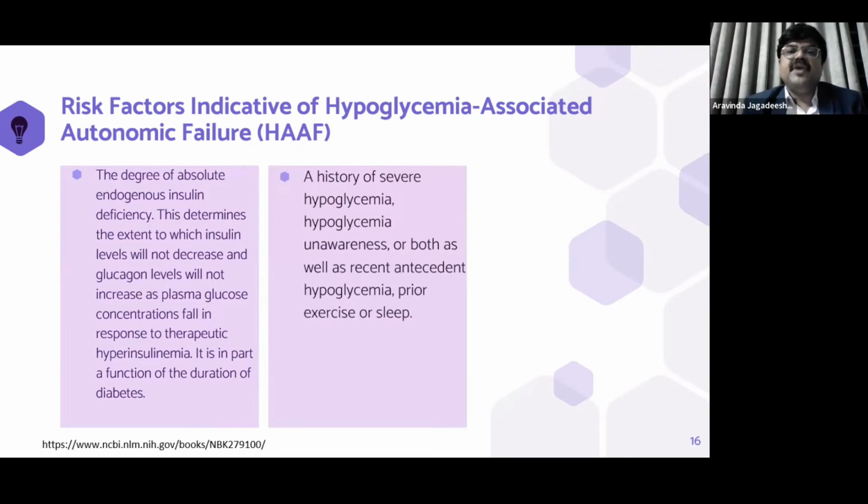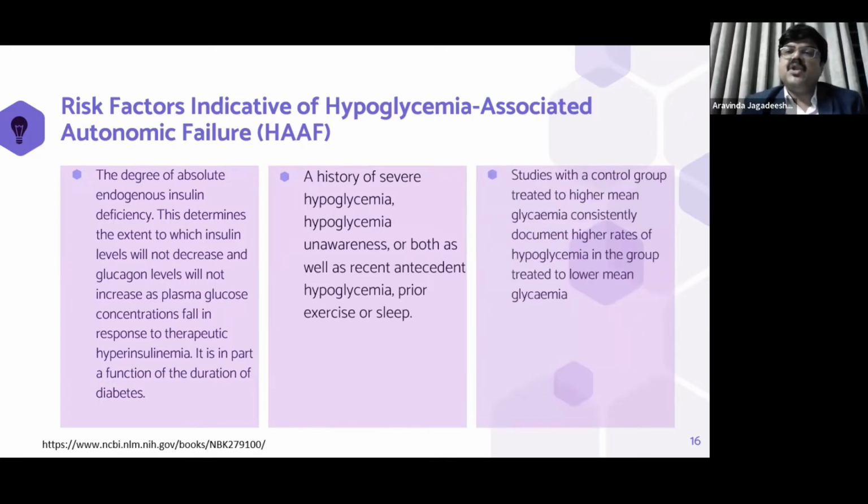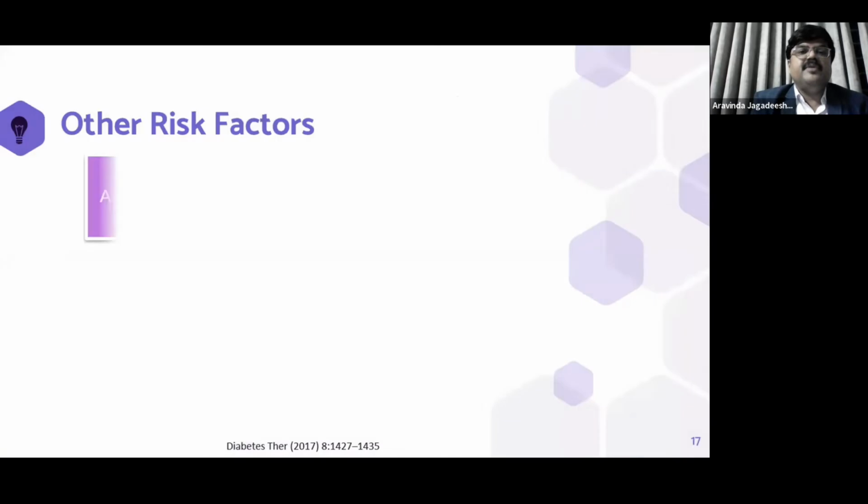A history of severe hypoglycemia, hypoglycemia unawareness, or both, as well as a recent antecedent hypoglycemia, a prior exercise or sleep. The studies with a control group treated to higher mean glycemia consistently document higher rates of hypoglycemia in the group treated to lower mean glycemia. However, hypoglycemia can occur in individuals with any HbA1c level.